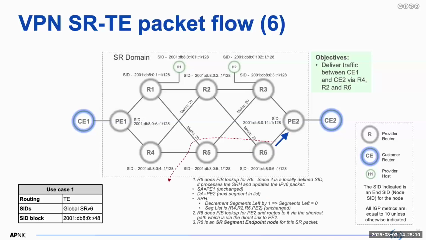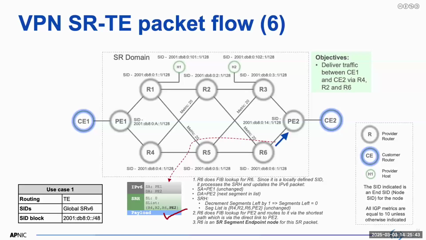So the packet reaches P2. Now when P2 receives the packet, the segment left field is equal to 0, and the local address is the same as the destination address. So that means it is the ultimate segment endpoint node. When the packet reaches the ultimate segment endpoint node, it does not need to process the SRH. It will just scrap the SRH, and it needs to process the packet based on the payload or the next header field it has.